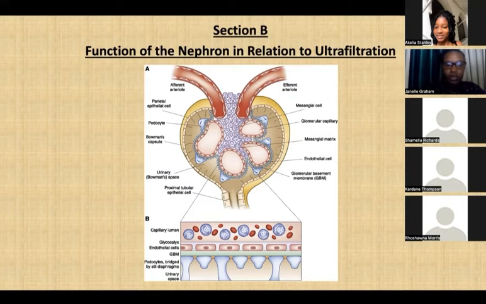The next filtration membrane is the connective tissue called the basement membrane, which is filled with collagen. One thing you should know about collagen is that it is negatively charged. The protein which will be flowing through is also negatively charged. Therefore, like charges will repel each other. So the basement membrane, being negatively charged because of collagen, will repel protein molecules, and the protein will not be able to pass through the membrane.